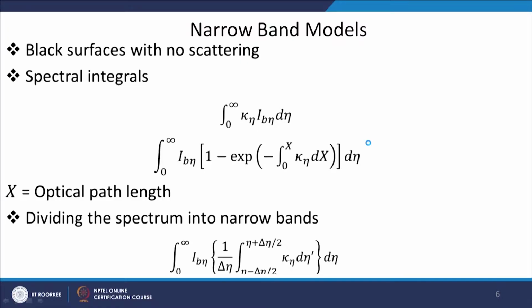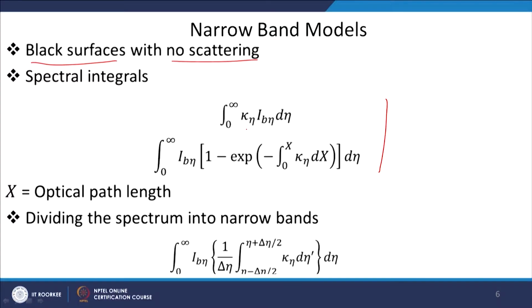So, we will do averaging, and let us go into the details of this narrowband model. The method is only applicable to black surfaces with no scattering, and it will be clear why it is restricted to black surfaces with no scattering. All we are interested in is averaging.